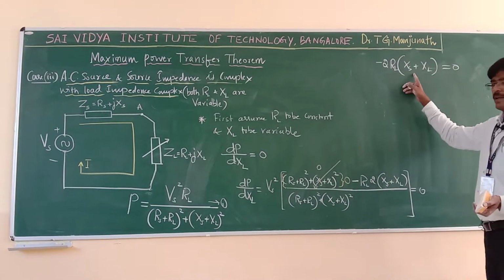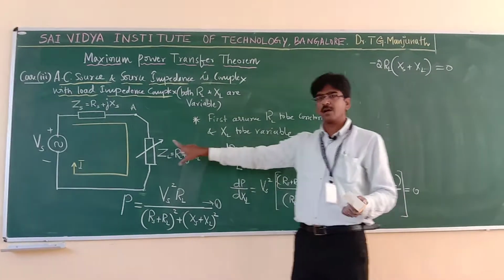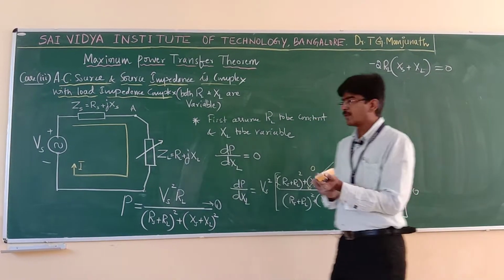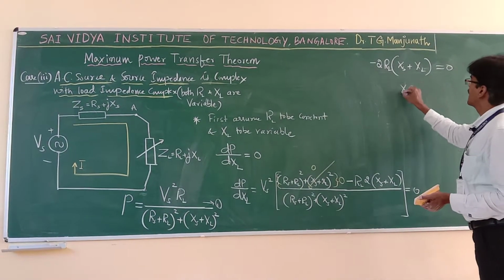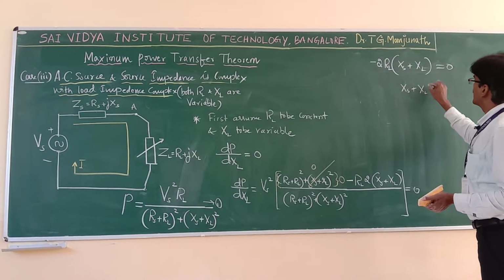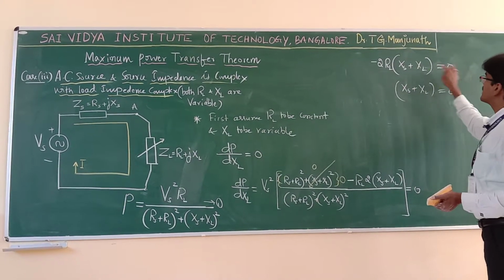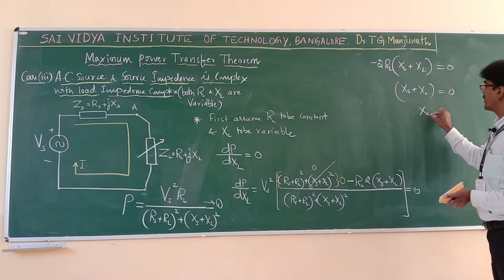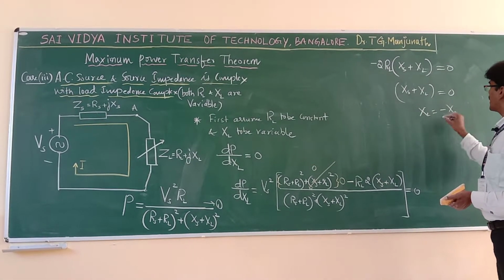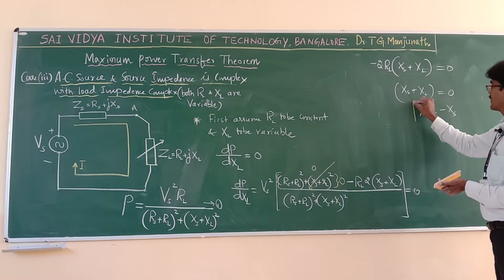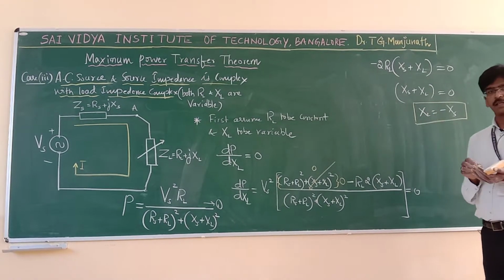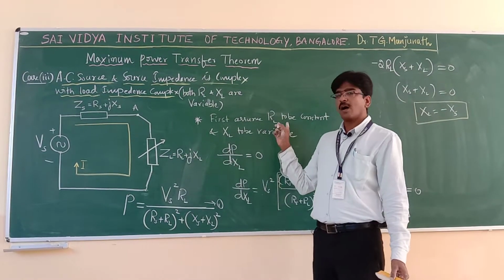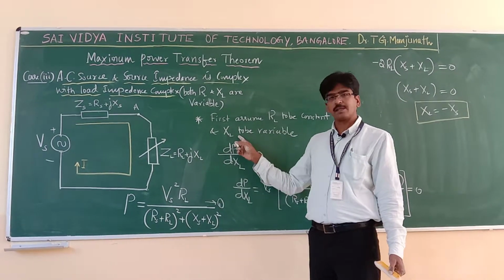So, what I want? Always I want the value of load impedance in terms of source impedance. That is why here XS plus XL can be written as 0 because 0 by anything is 0. Now, I want XL. What is XL now? XL equal to minus XS. XL is equal to minus XS is one of the conditions when you consider RL constant, XL variable.